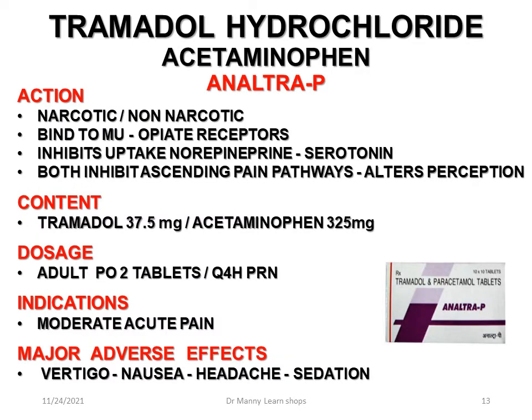Tramadol hydrochloride with acetaminophen inhibit both ascending pain pathways, which alter your perception. Indications are for now a little bit stronger pain, moderate acute pain, and it's quite effective. Adverse effects include, again, vertigo, nausea, headache, and sedation. The dose typically is for tramadol 37.5 milligrams and acetaminophen 325 milligrams.